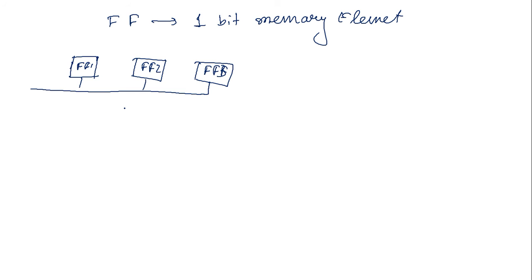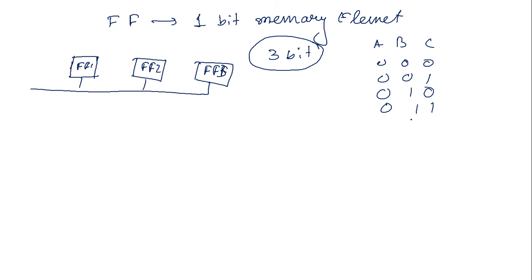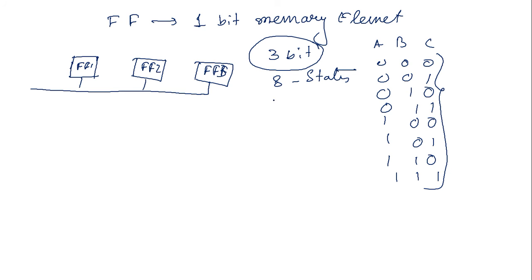If we want to count a 3-bit number, how many states should there be? A 3-bit number means A, B, C, which gives 8 combinations, so there are 8 states: 000, 001, 010, 011, 100, 101, 110, 111. So 8 states are there.